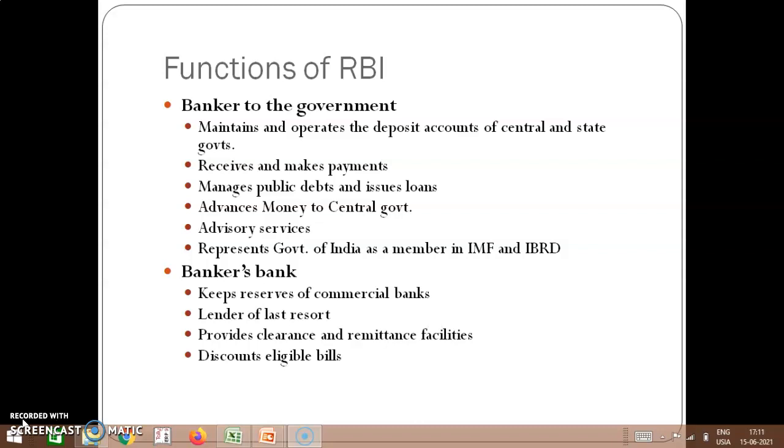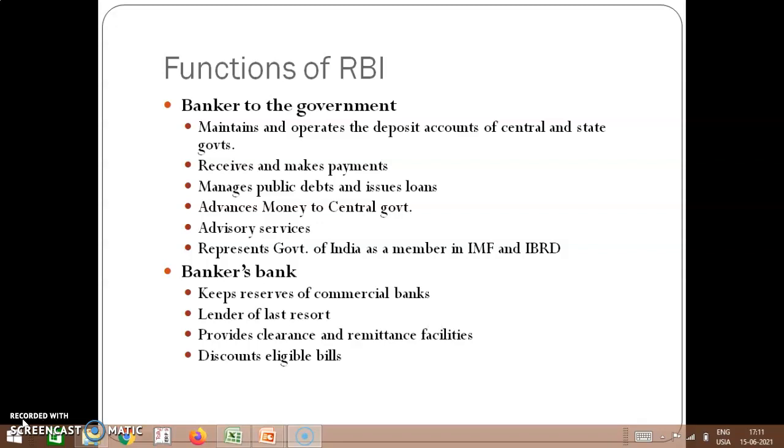Then it also acts as an advisor to the government on all financial matters, formulation of 5-year plans, resource mobilization, etc. Then it also represents the government of India as a member of IMF and IBRD or World Bank. RBI will be representing India in IMF and IBRD. Then the next function is that the RBI also acts as the banker's bank. That is, it is the main bank for the other bankers.